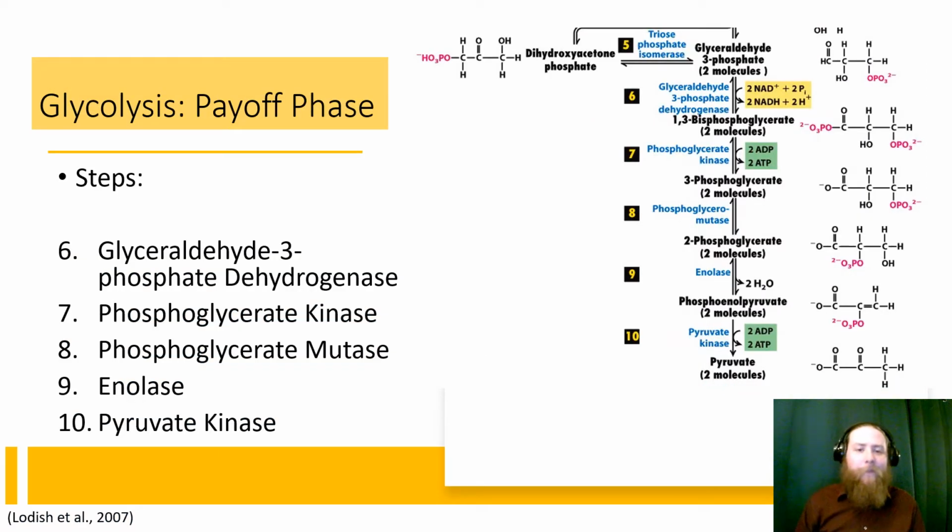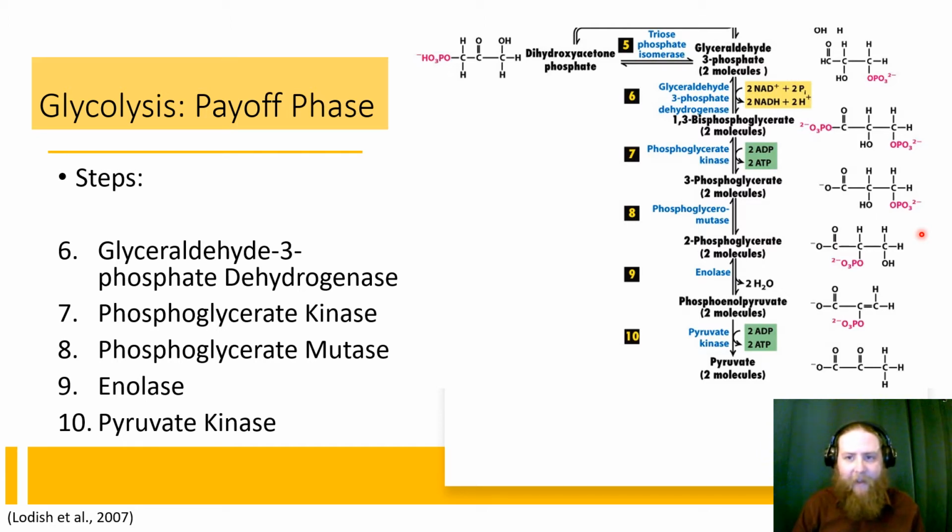All right, now that we have invested two ATP molecules in the preparatory phase, we can get to the second part of glycolysis, which is the payoff stage. This is the same image as before, but a continuation of it. I have left step 5 up here so that we can see where we've come from, and we can see that after step 5 we have two molecules of G3P, glyceraldehyde 3-phosphate. And now we're going to start getting something back from these molecules.